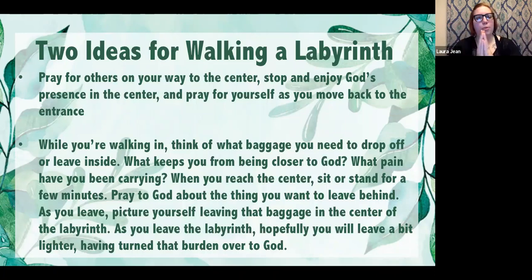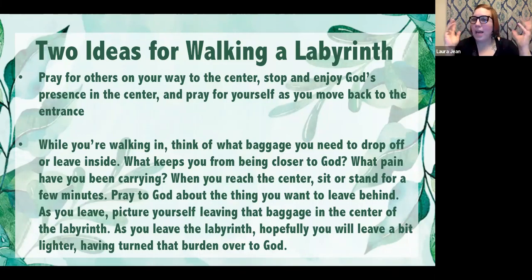Another method. While you're walking in, you can be thinking about the baggage that you need to drop off or leave inside the labyrinth. It could be the thing that you feel like stops you from being closer to God, the pain that you've been carrying or the trauma, whatever it is. You're thinking about that thing and thinking, gosh, I wish I could just set this down and just leave it behind here. And then when you reach the center, you can sit there or stand there for a few minutes.